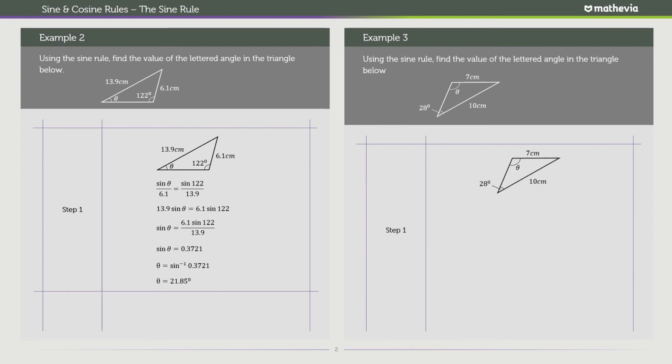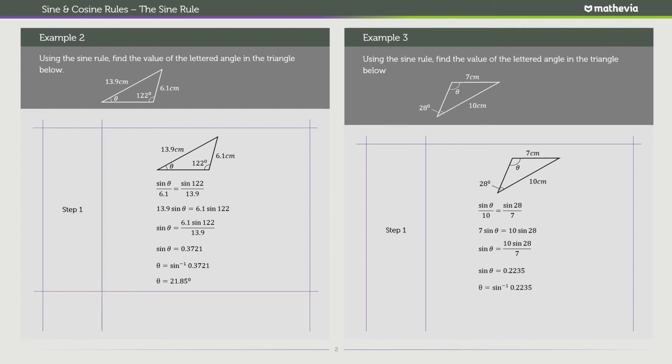So theta goes with 10, 28 goes with 7, and we have that sine theta over 10 is sine 28 over 7. Then we cross multiply, we have 7 sine theta equals 10 sine 28. And then we divide both sides by 7, so we have just sine theta on the left, and sine theta equals 10 sine 28 divided by 7. When you work that with your calculator, you have sine theta as 0.2235.